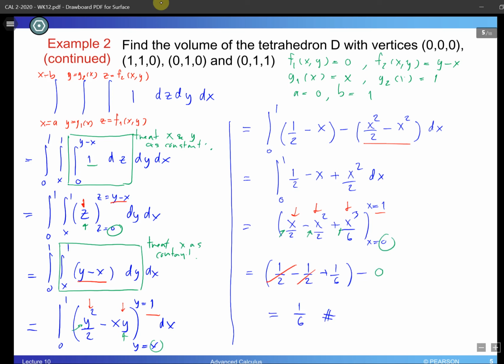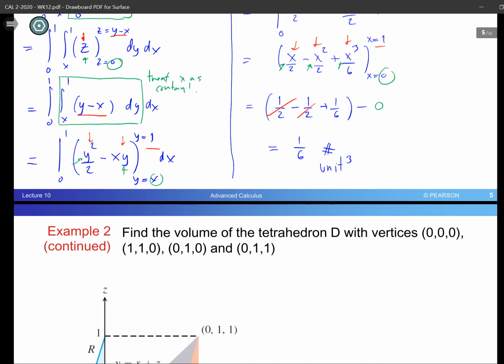Since this is volume, the unit is going to be cubic unit. Okay, so that is the answer for this example number 2, and we can move to example number 3 in the next slide.